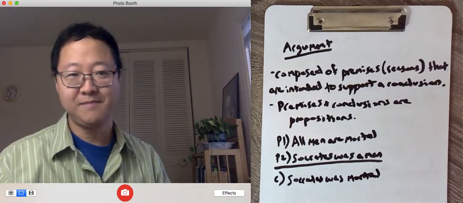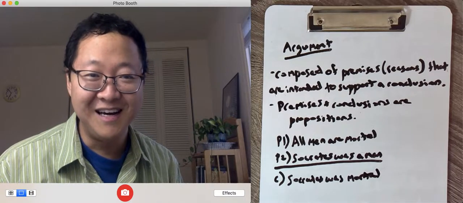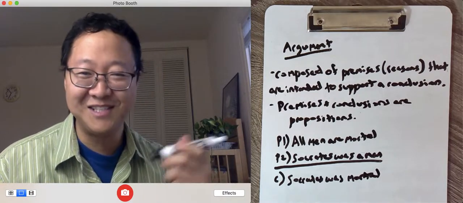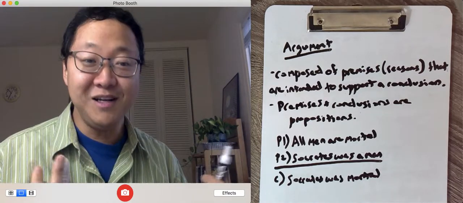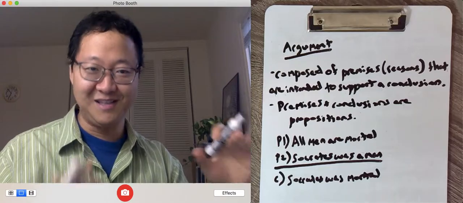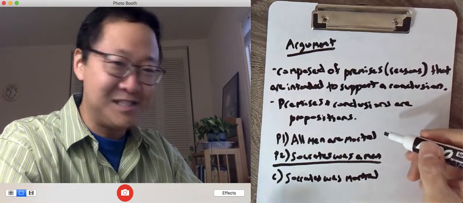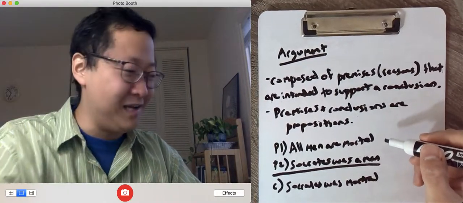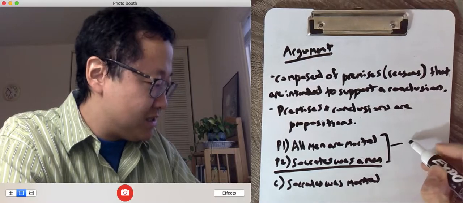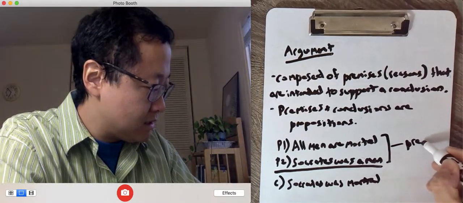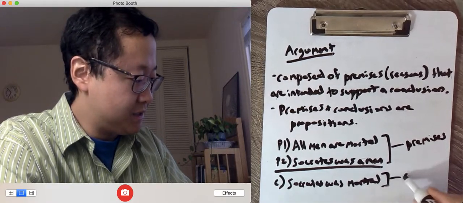Now, as it stands, this argument's pretty boring. Most of you already knew that Socrates was mortal. But there are more interesting arguments that we will learn that are much more interesting than this one. For now, though, I'm just trying to get the idea of what an argument is. These parts are the premises, and this part is the conclusion.